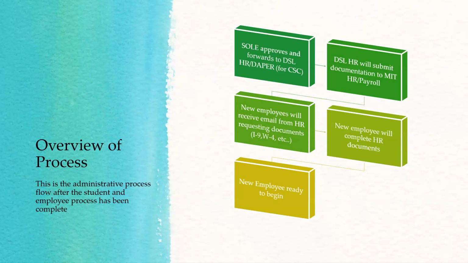If you are a returning employee, so some employees come back from year to year, you'll skip the process of submitting your I-9, W-4, the Corey check, and the sexual harassment training because you would have done that already. So it will go from DSL right to payroll, and you'll begin to get your appointment set up.